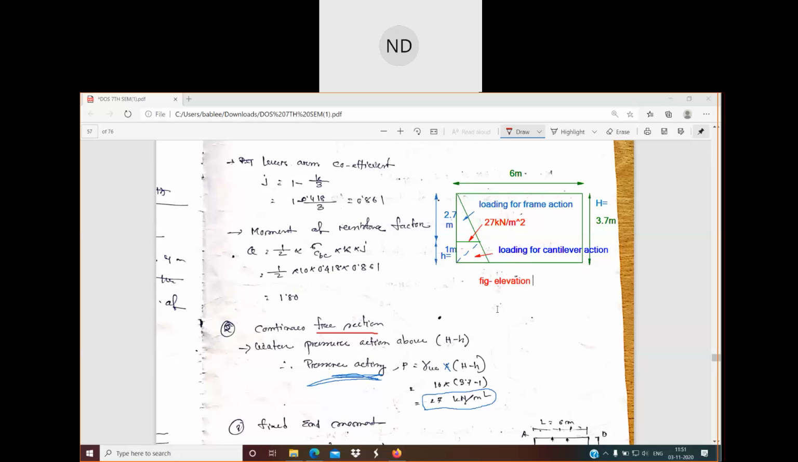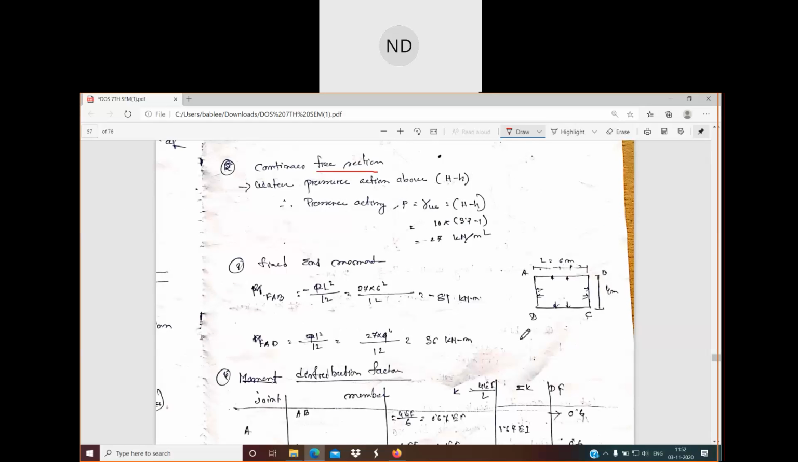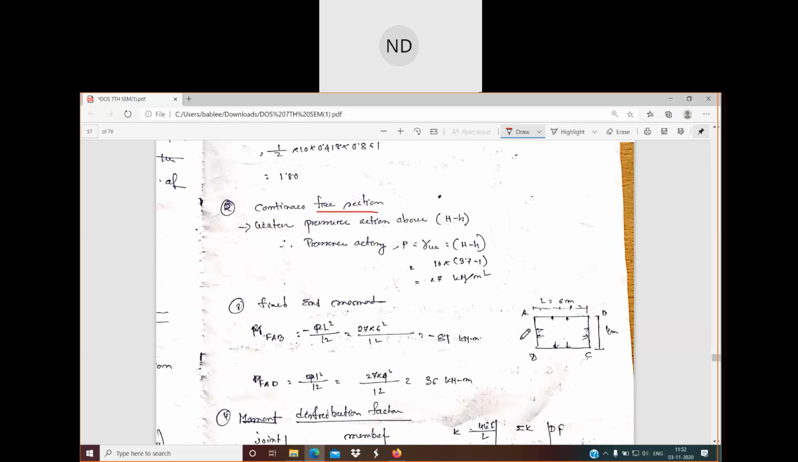Now we shall go behind, at the bottom, and find out the fixed end moments. We have to find out the fixed end moments here now, because this was the elevation, right? Now you see here the fixed end moments. We have to calculate the fixed end moments. So I'll remove this all. Okay, now you see here, this is the fixed end moment.